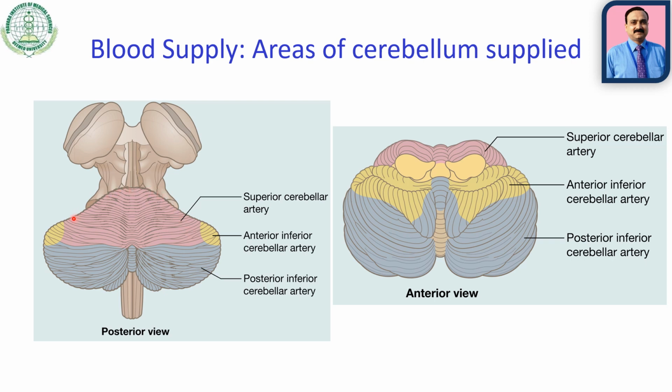Now this area, from the posterior view, that is the superior surface, is supplied by the superior cerebellar artery, a branch of the basilar artery. Then this one is anterior; this area is supplied by the anterior cerebellar artery, which is again a branch from the basilar artery.